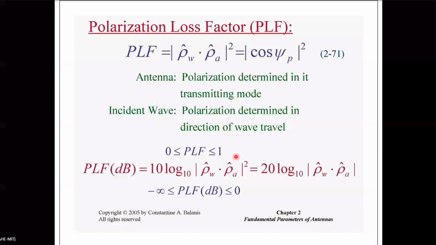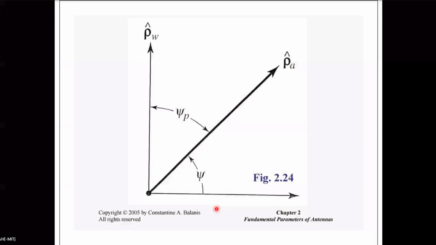Is it understood? So PLF in dB is 10 log 10 of the magnitude of rho W hat dot rho A hat, squared, is equal to this one. So have you understood this? So PLF in dB lies between minus infinity and 0 dB. Is it understood? Yes, sir. Okay. So here you see, this is rho A, this is rho W, this is psi p.